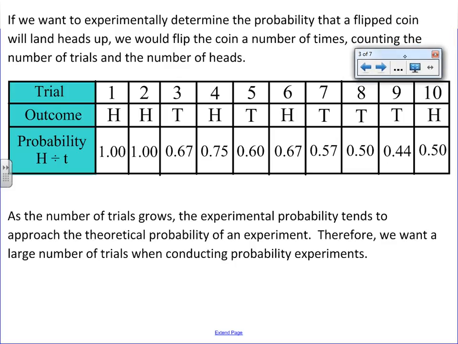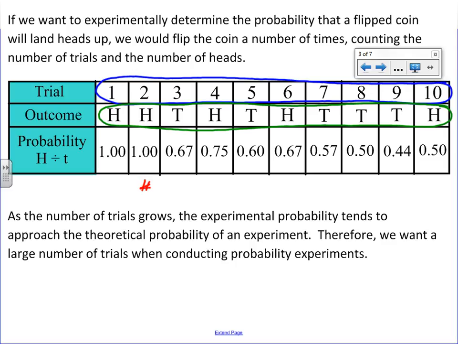If we want to experimentally determine the probability that a flip coin will land heads up, we will flip the coin a number of times, counting the number of trials and the number of heads. Okay, so across the top here, this whole top is the trial. How many times you have actually flipped the coin. The next line is the outcome. H and T represent heads or tails, whatever it happens to fall on. And the bottom is the probability. This is if they plug it in to that equation.